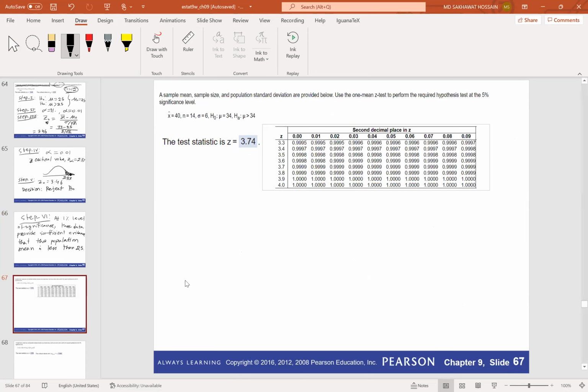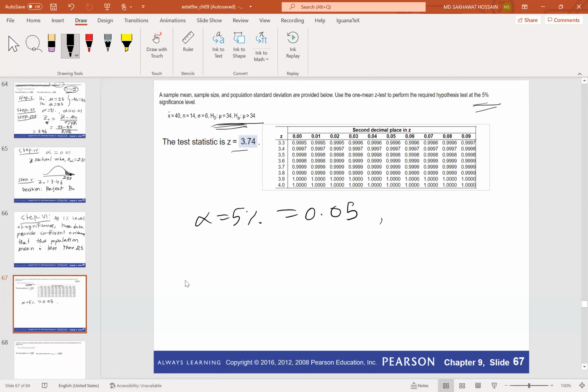Okay, so this is also a right tail test, and here we'll use the p-value approach. We already have the test statistics. Step 1, you need to write the hypothesis. We have the hypothesis. Step 2, you need to determine the alpha value. So alpha is 5%, which is 0.05.